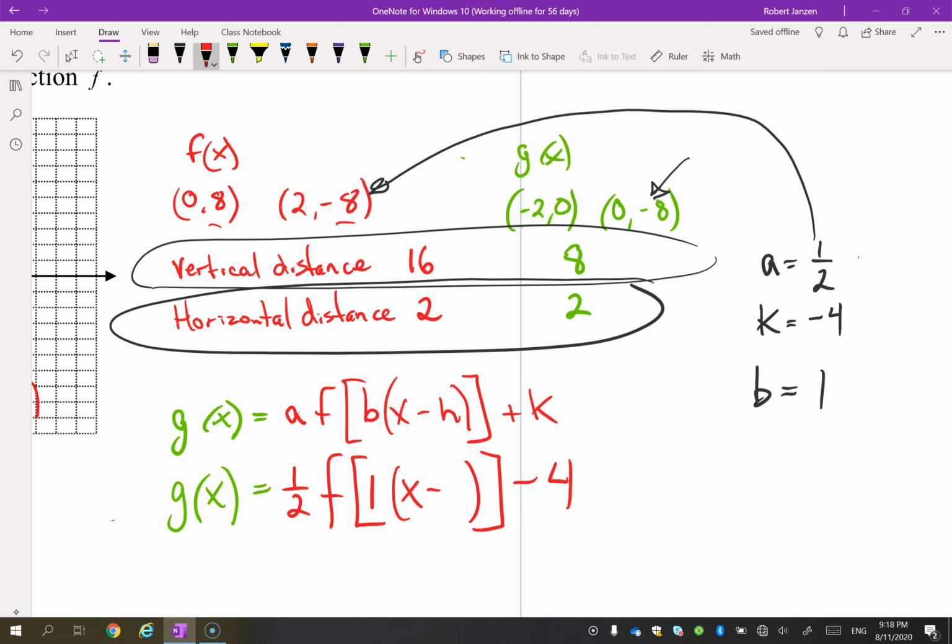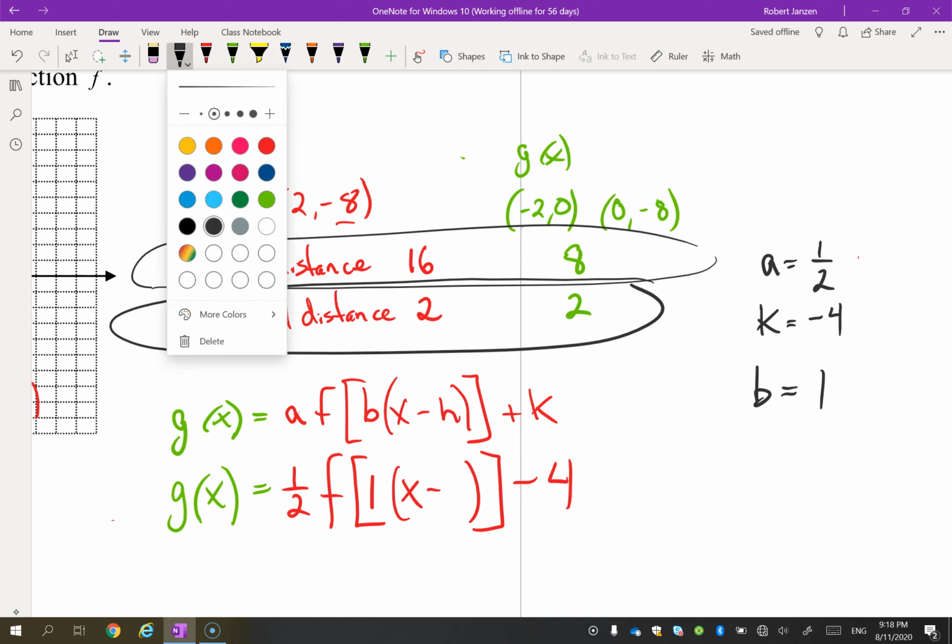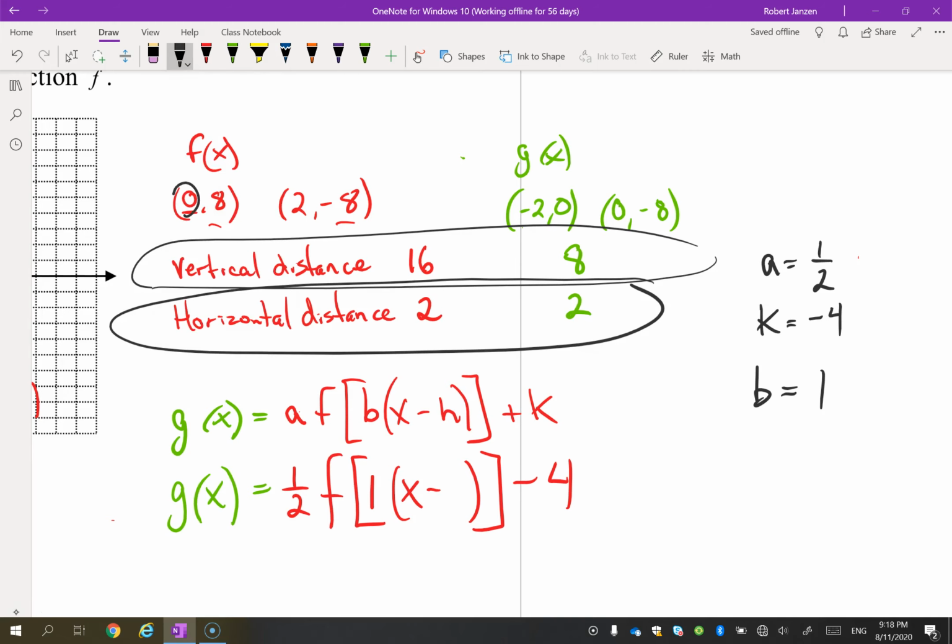Let's look at this point and look at the x value. The x value is 0. If I divide it by 1, what's 0 divided by 1? 0. But where am I supposed to end up? If I divide by 1, do I get here? No. It looks to me like I have to have an h value of -2. I have to go left 2.